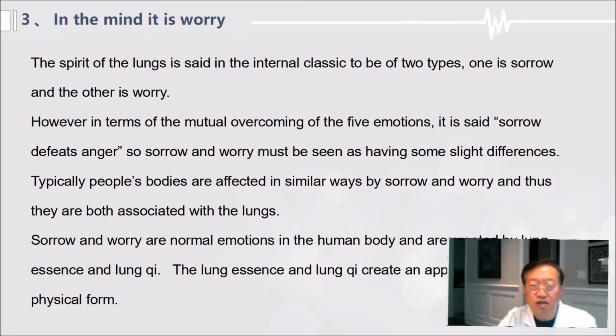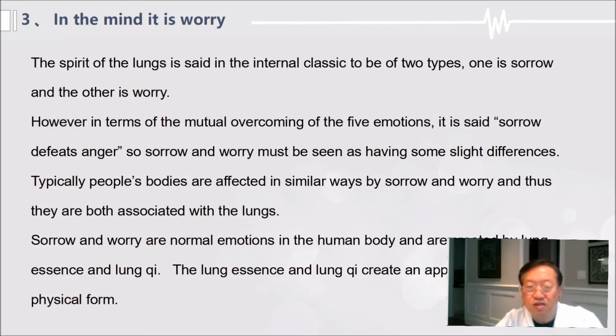In the mind, the lungs are worry. The spirit of the lungs is said in the Internal Classic to be of two types. One is sorrow and the other is worry. However, in terms of the mutual overcoming of the five emotions, it is said sorrow defeats anger. So sorrow and worry must have been seen as having some slight differences. Typically, people's bodies are affected in similar ways by sorrow and worry, and thus they're both associated with the lungs.